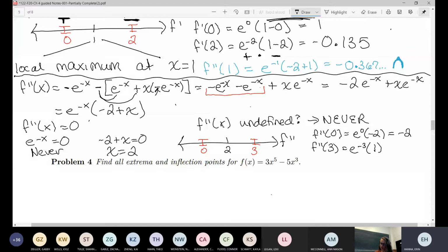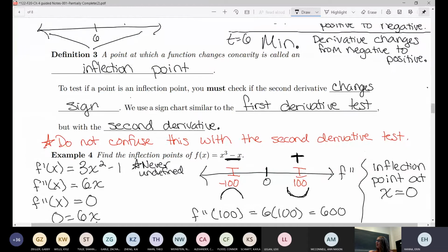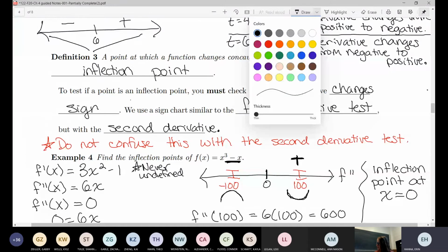So we'll get negative 2 when we plug in 0, and we'll get whatever e to the negative 3rd is. That's 0.05 if we round. So we have a negative at 0 and a positive at 3. I've kind of run out of space to write the answer, so I guess I'll squeeze it up here in this little box that I just drew. Oh my goodness.